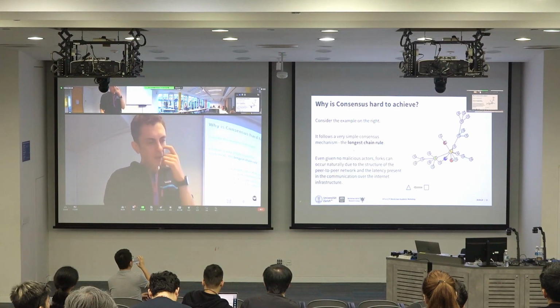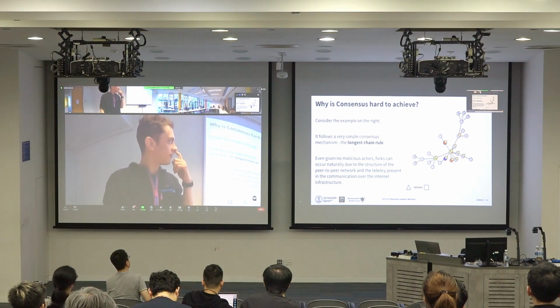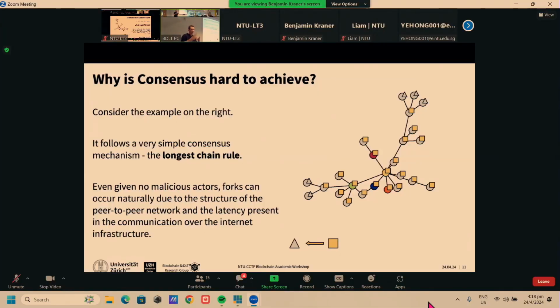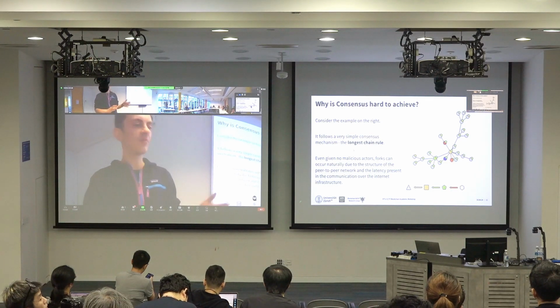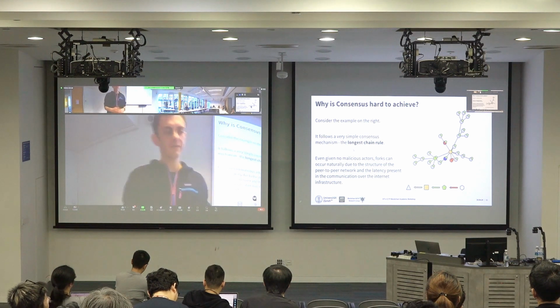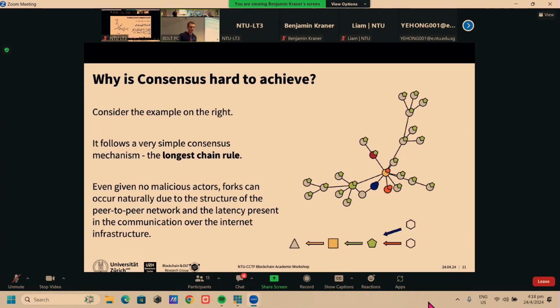So here I have, I hope it works and you can see it in the presentation, a GIF of a peer-to-peer network in which blocks are produced. Basically, what you can see here is that the nodes follow a very simple consensus mechanism, which is the longest chain rule. The consensus mechanism in proof of stake or proof of work, in Ethereum and Bitcoin, would entail more things, but here, just for a depiction of it, it's simply the longest chain rule.